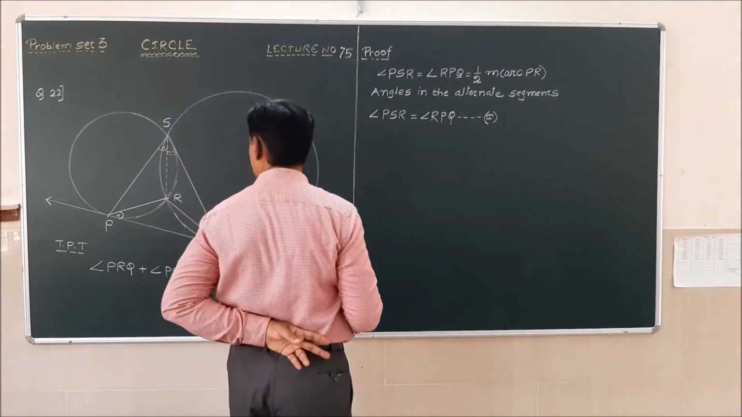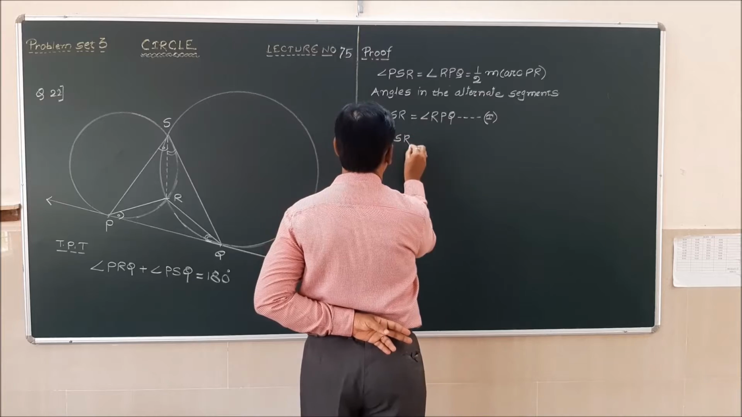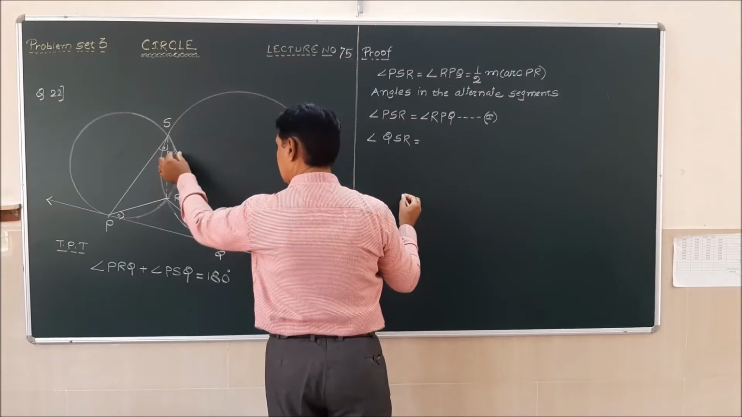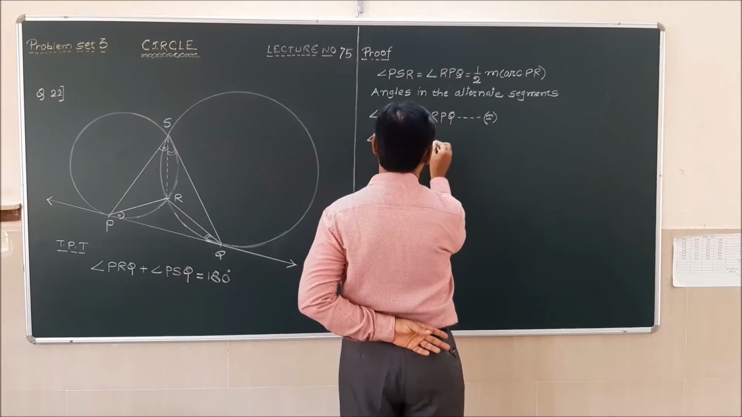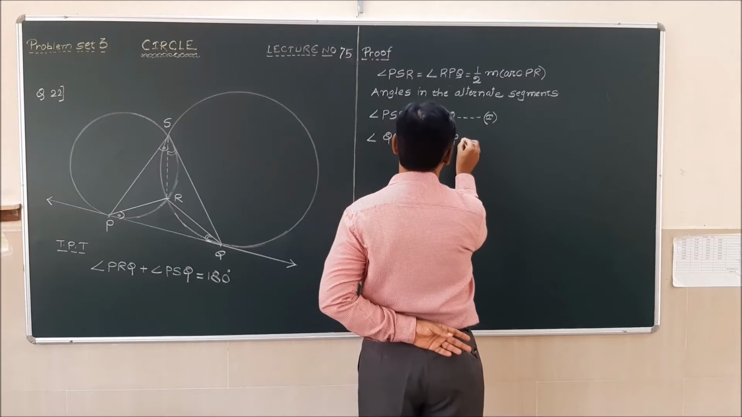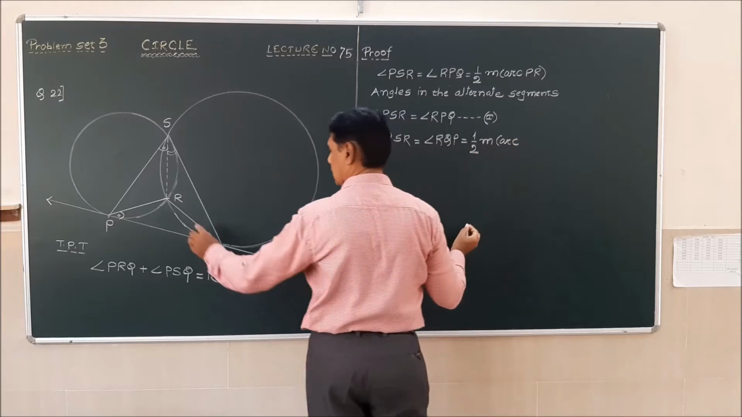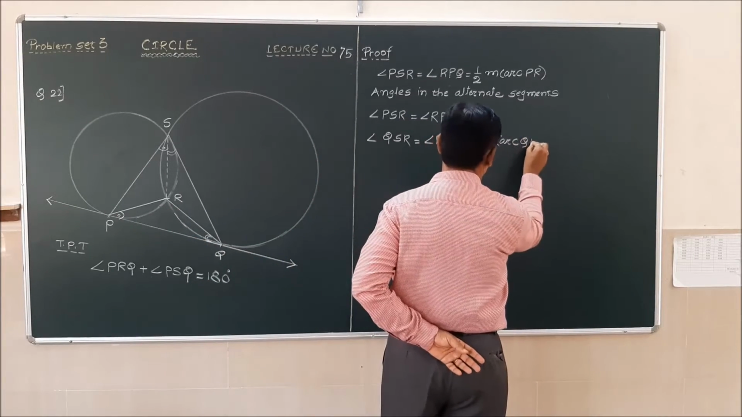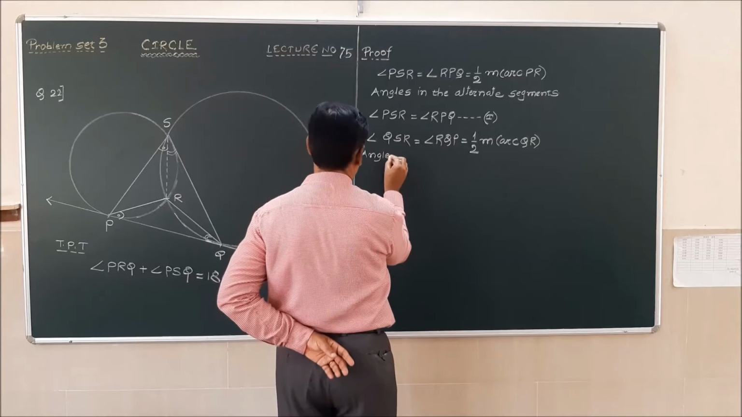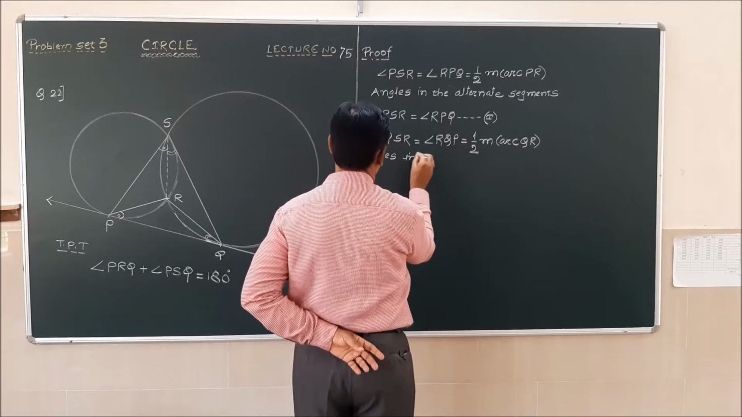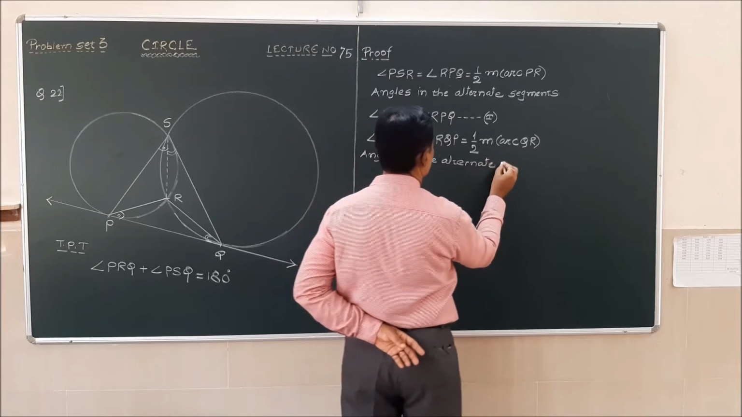So here you find angle QSR is equal to angle RQP, and that is equal to half measure of arc QR. The reason is the same: angles in the alternate segment.